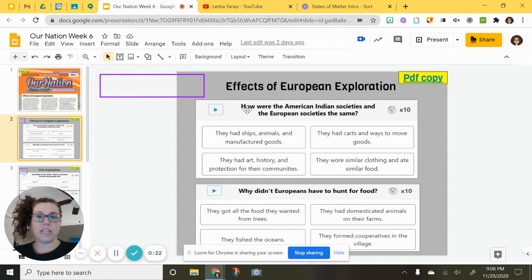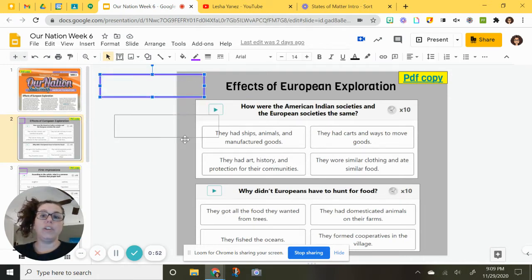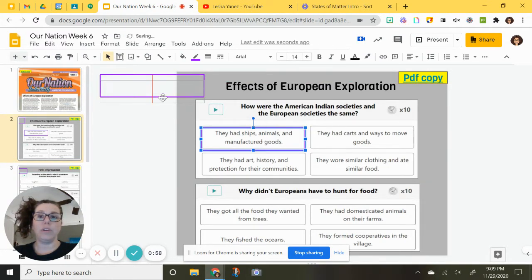The first question is, how were the American Indian societies and the European societies the same? They had ships, animals, and manufactured goods. They had carts and ways to move goods. They had art, history, and protection for their communities. They wore similar clothing and ate similar food. So once you decide on your answer, you just simply move this box over, and that's how you mark your answer.